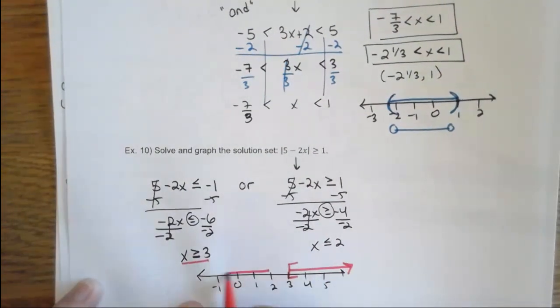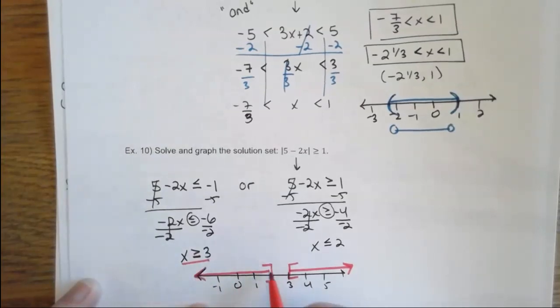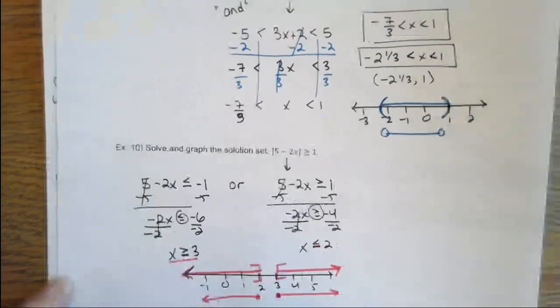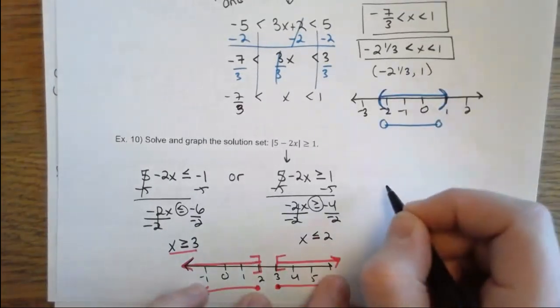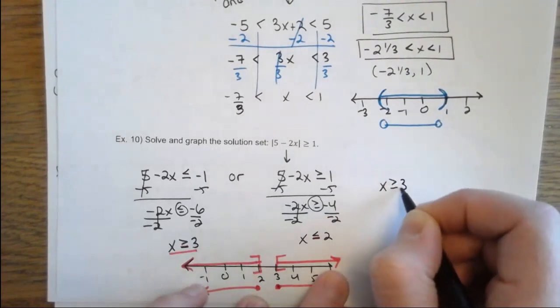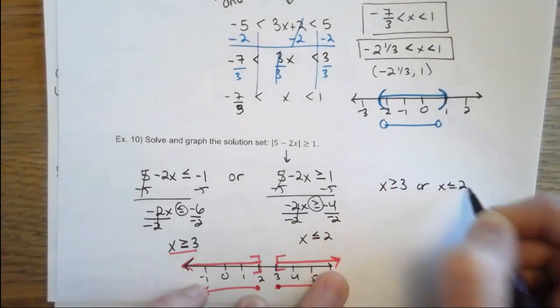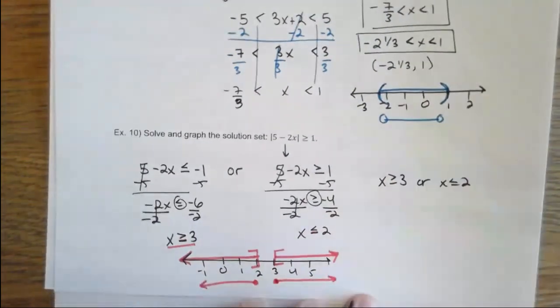So here's 2. I want less than. And again, we have that equal piece, so we're going to have a bracket. This would be the same as having closed circles. Again, if you've seen this before, usually in high school, they tend to teach it with the open and closed circles instead. This is correct. So x is greater than or equal to 3, or x is less than or equal to 2. So that is a correct way to state it.